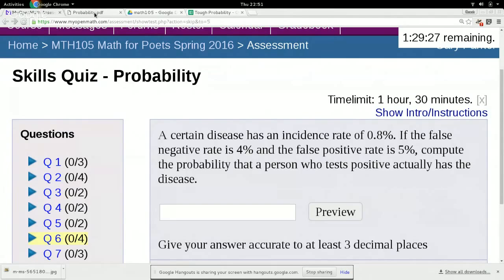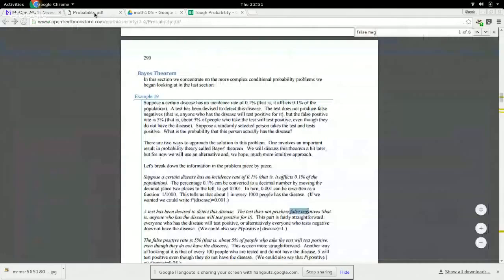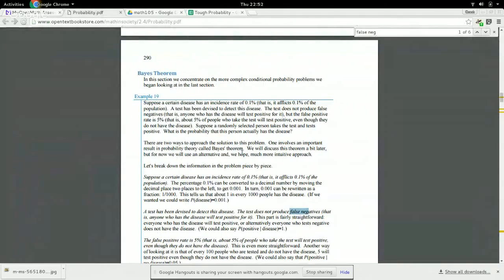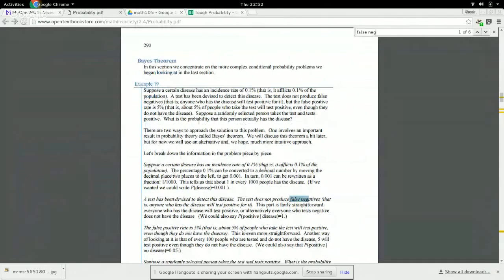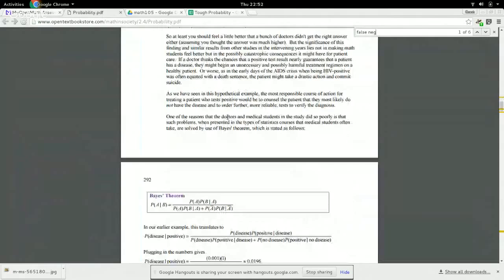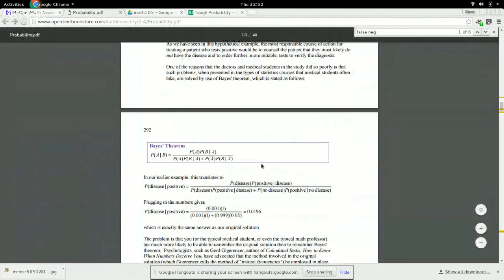In the textbook, this is the section on Bayes' theorem. And Bayes' theorem is one way to analyze conditional probabilities. And so there's a lengthy explanation of how it all works here. Please try to read through that. It is very important. And then there's the formula for Bayes' theorem, which we could just apply. And so here it is in terms of diseases, positives, and negatives.